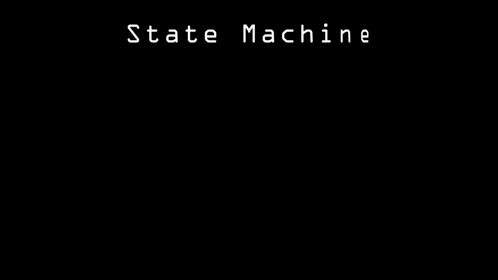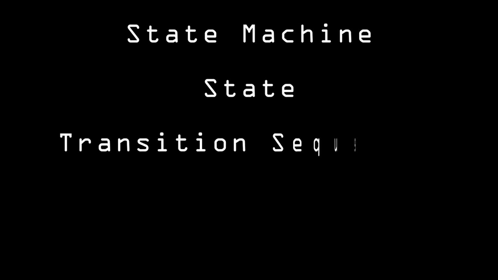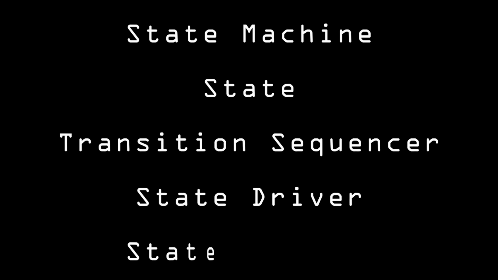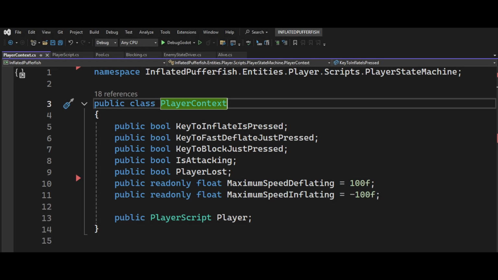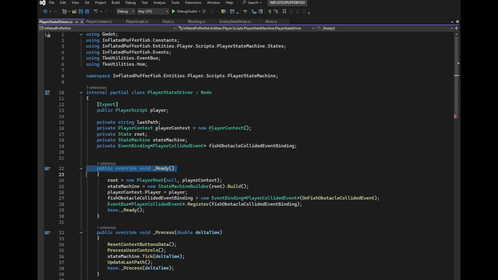In this implementation you can find 5 main pillars: a state machine, state, transition sequencer, state driver, and state context. State context is just a class containing multiple fields with necessary data passed between states. This data is set in the next pillar, state driver. This class is a brain which coordinates the entire process and is the only one which is inheriting from the node class. Here we are instantiating a state machine, processing user input, filling the necessary data in context, and we are triggering the update method in the state machine.